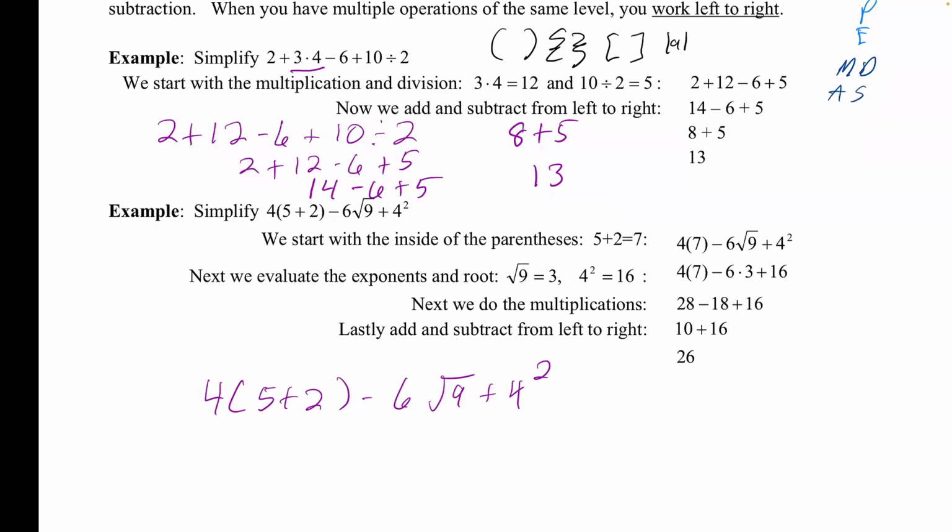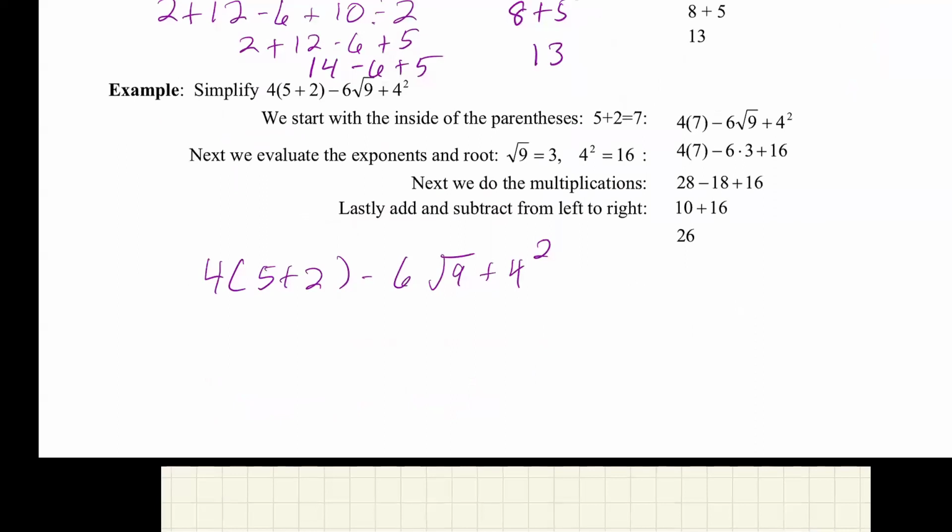All right, first step, I'm going to look for parentheses. Do I see any grouping symbols? I see this and this. Both of these are grouping symbols. Because see, this is grouped underneath here. On it, my order of operations is left to right. I'm going to start with this one on the left. So now I'm going to rewrite that as 4, parentheses 7, minus 6, square root of 9, plus 4 squared.